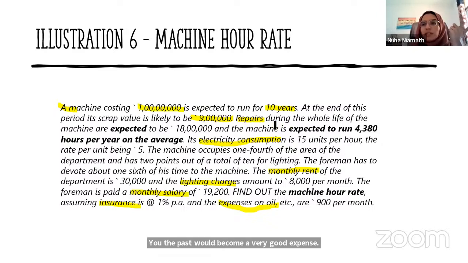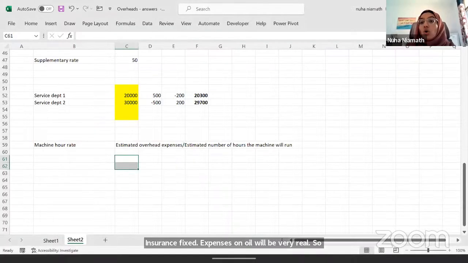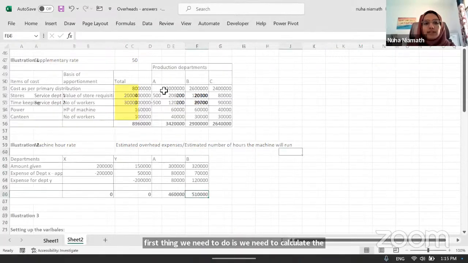Depends actually. You can keep it as fixed as well, but in this question, we will take it as variable. Electricity consumption, variable expense. Monthly rent, a fixed expense. Lighting charges, fixed expense. Salary is a fixed expense. Insurance, fixed. Expenses on oil will be variable. So first thing we need to do is calculate the cost of these overheads.